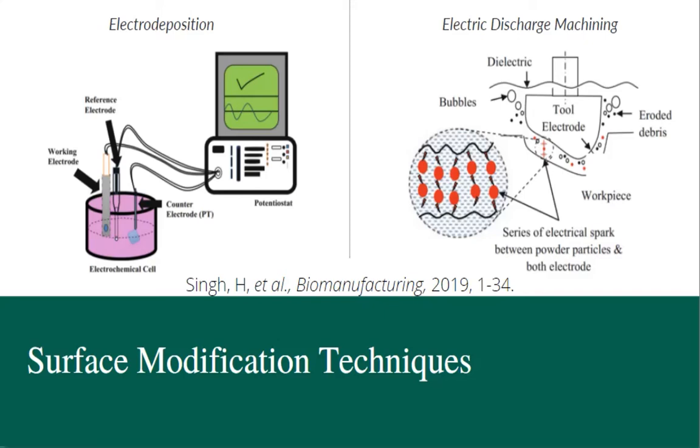Next, we'll look at electric discharge machining. This machining produces a large number of sparks in a very short period of time in order to remove material from the biomaterial surface. This creates a biocompatible layer and enhances the hardness and corrosion resistance of the material, as seen in the diagram above. However, bubbles and eroded debris can be created, which may mess up the discharge machining.